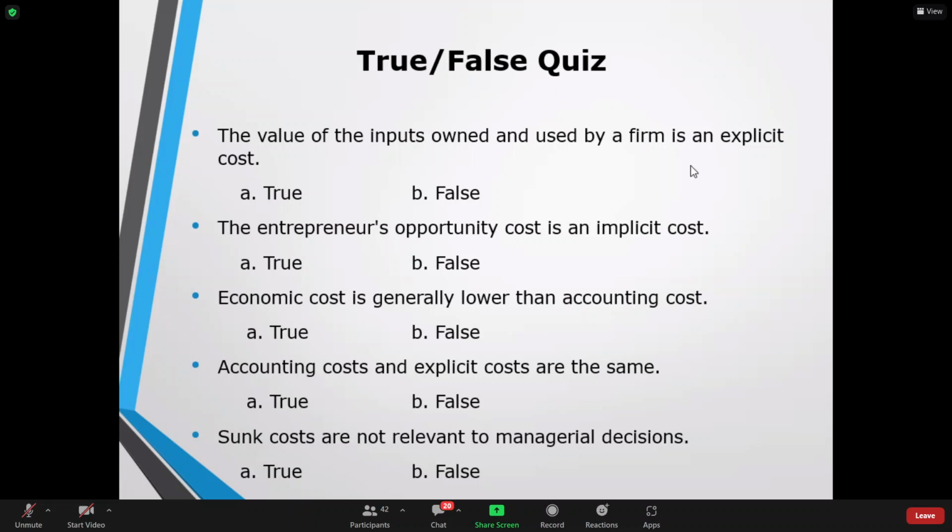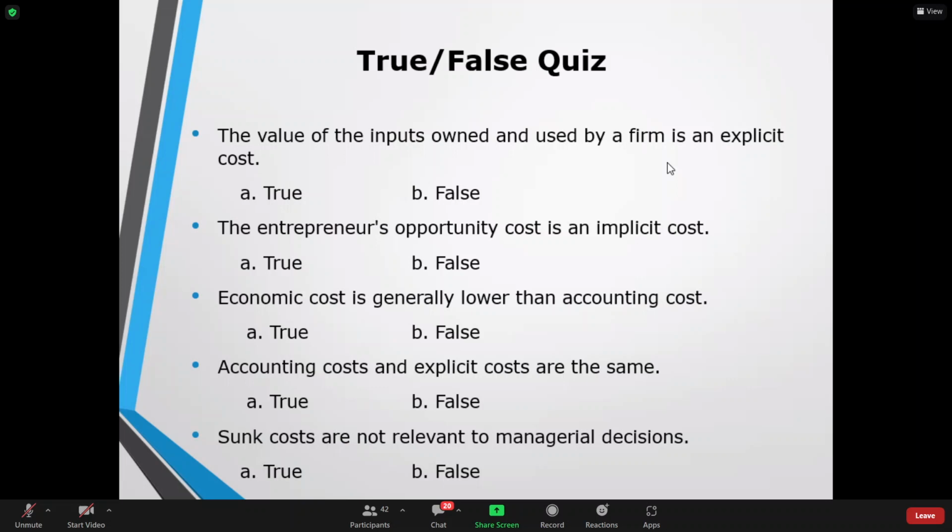Right. So tell me, what is the first one? The value of inputs owned and used by a firm is an explicit cost. Just now also we discussed. Is it true or false? PD says true. Others?